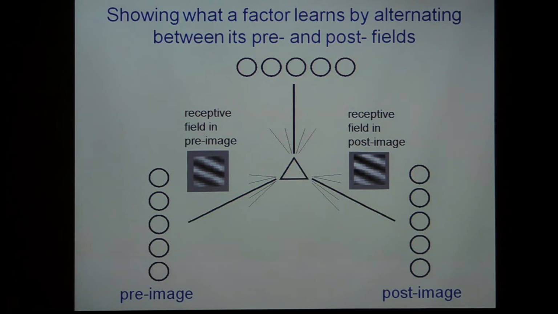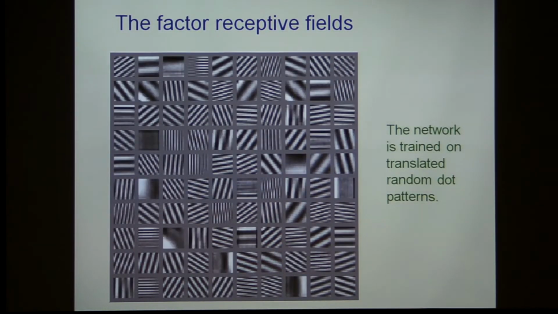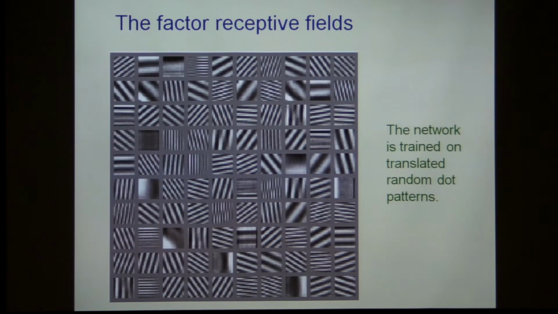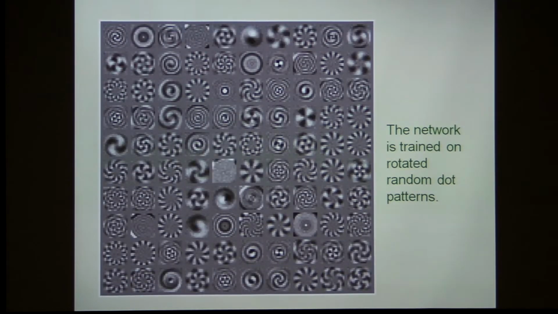So here's what it learns when you show it translations of dot patterns. Here's the pre-filter, the filter to the pre-image. Here's the filter to the post-image. And here's a whole bunch of those. That's the pre-image, post-image, pre-image, post-image. So it learns basically the Fourier basis. It learns a whole bunch of gratings of different frequencies, roughly 90 degrees out of phase with each other. Here's what it gets if you do rotations.